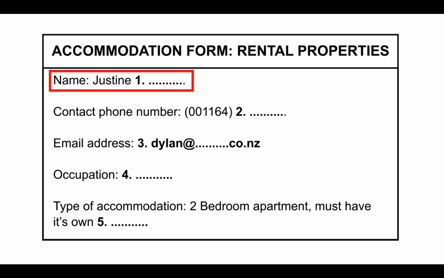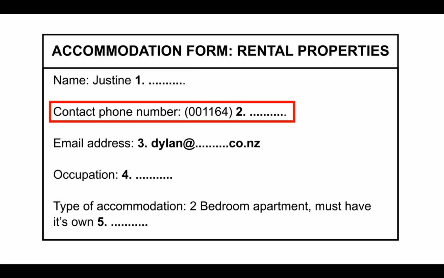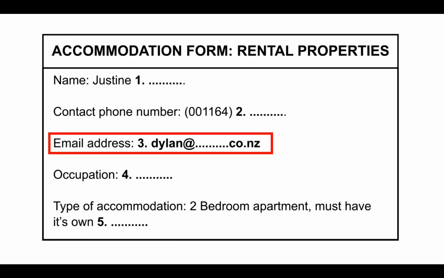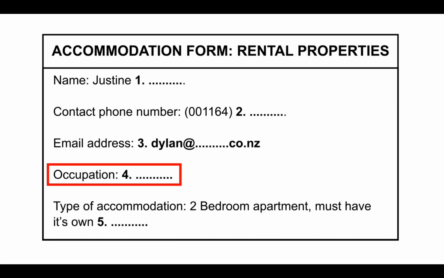Most of the time, the speaker will spell the name, so listen carefully. Remember, names must be spelled with a capital letter first. The second clue is contact phone number, so you know you'll be listening for a number. Number 3 is going to be part of an email address, and number 4 is occupation, so you'll be listening out for the name of a profession.